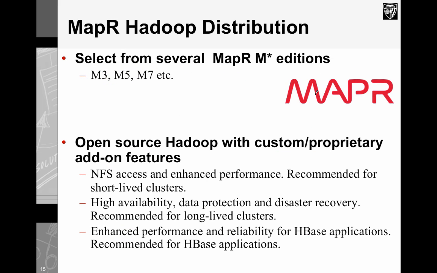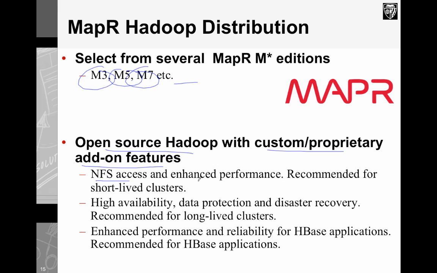Now let's look at the MapR Hadoop distribution. The MapR Hadoop distribution is the distribution from MapR, and there are several versions of it. There is the M3, M5, M7 versions, and there might be other versions in the future. The MapR distribution is an open source Hadoop distribution with some custom proprietary add-ons. Like I said, they have their own implementation of the file system. They also have their own implementation of NFS to NFS the HDFS file system with different machines.